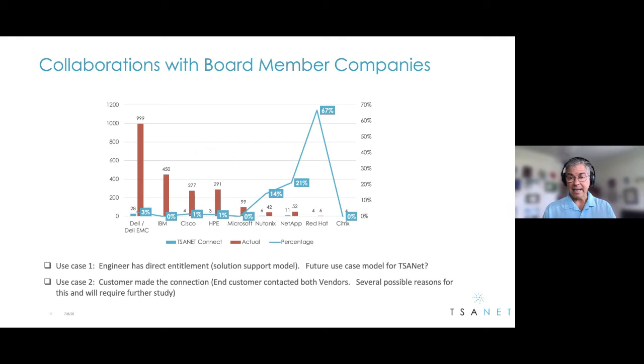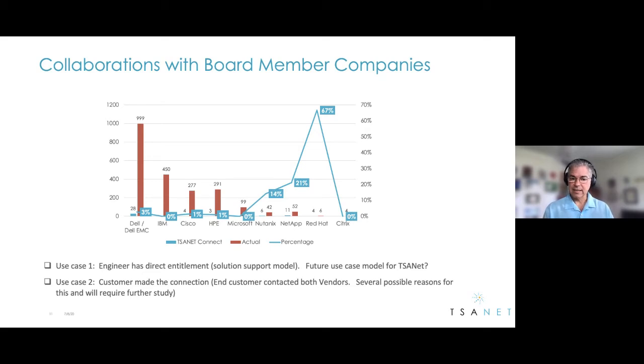Maybe it's company A was the frontline support and they back-end escalated. So they had what's called direct entitlement, where certainly the vendor could just go to the extranet of this member and log a case. So that's kind of this first use case. And we see that as, yes, something we need to work on. But maybe that's not highlighting something that the engineers or the users could change, right? Because it's kind of designed not to use TSANet Connect.